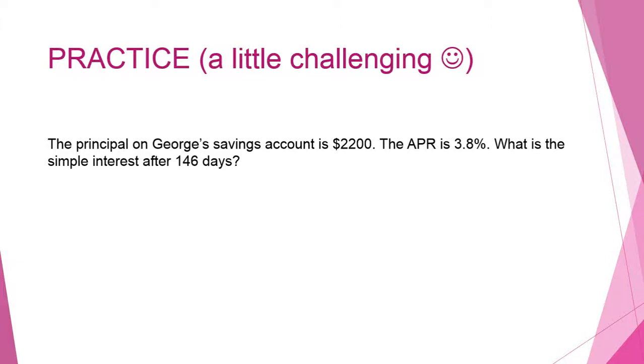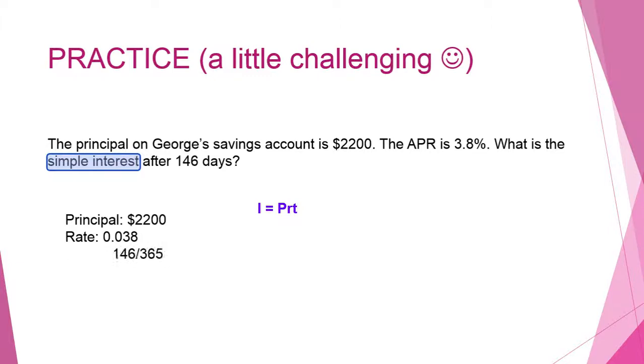Alright, for this one right here, we are looking for simple interest. So that's the letter I. We know P is 2200, R is 0.038, and T was the one that was a little bit tricky. Because the question mentioned days, we have to divide by how many days there are in a year. Other than leap years, there are 365 days. So that's why we divide it by 365.